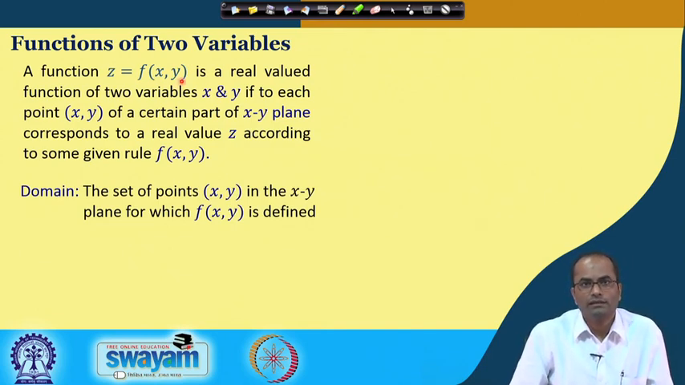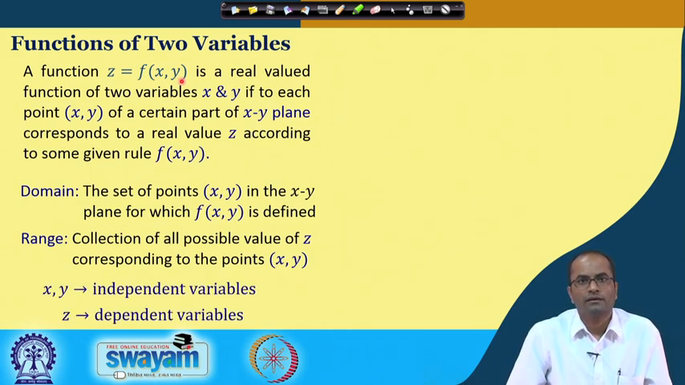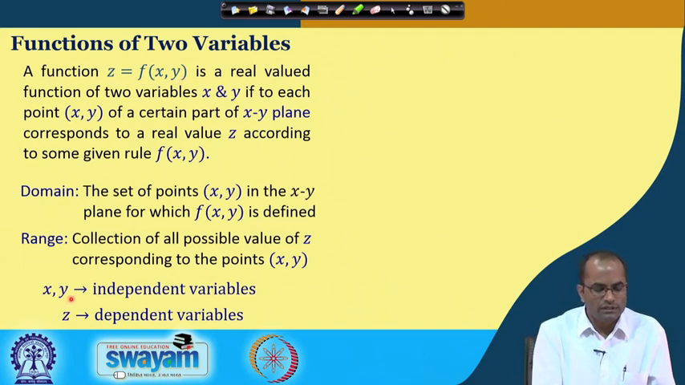So, what is the domain? Domain is basically the set of points (x, y) in the xy plane for which f(x, y) is defined, and the range is the collection of all possible values of z corresponding to the points (x, y). Here we will call x and y independent variables and z the dependent variable.